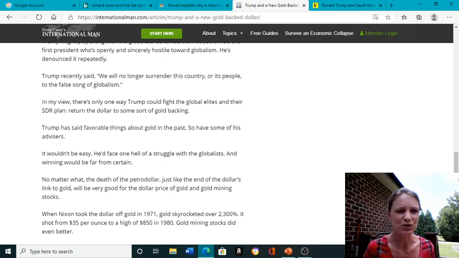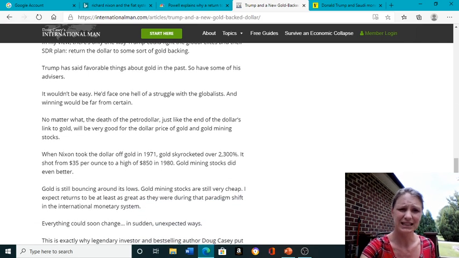In my view, there's only one way Trump could fight the global elites and their SDR plan. Return the dollar to some sort of gold backing. You can look it up. He has been for this since the very beginning, even before he was president. Trump has said favorable things about gold in the past, so have some of his advisors. It wouldn't be easy. He'd face one hell of a struggle with the globalists, and winning would be far from certain. Isn't that what we see him now, fighting them?